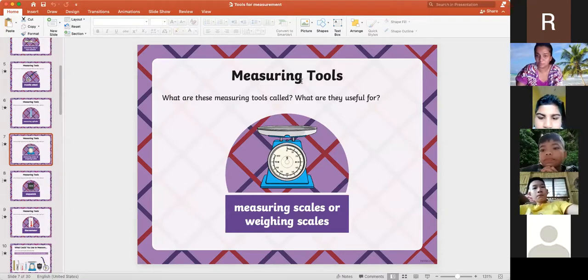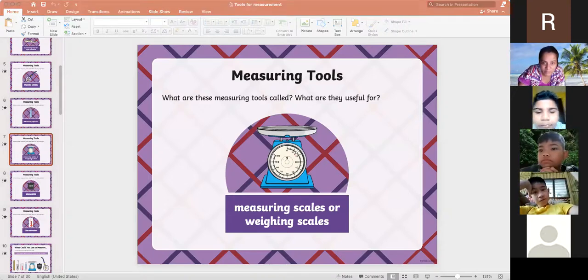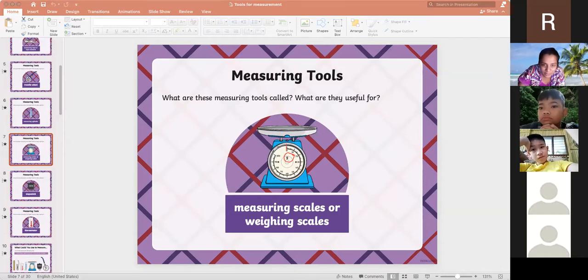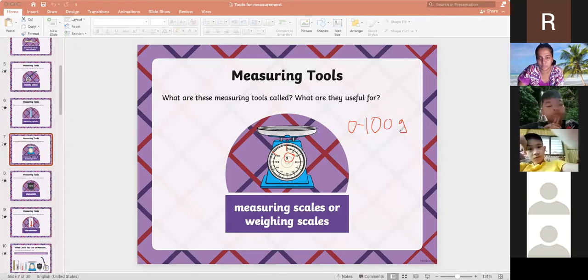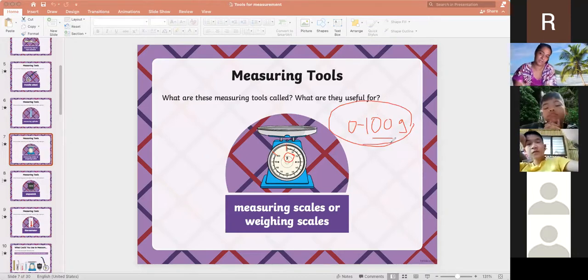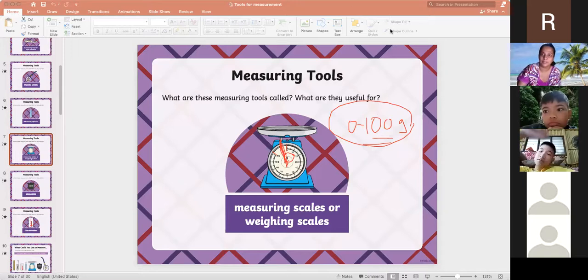There are many types of measuring scales, boys. So if you look carefully here, you see the word grams here. That means it starts from 0, it ends at 100. That means this one can measure anything from 1 to 100 grams. It's quite a small scale because it cannot measure anything heavier than 100 grams. The needle will go like ting here like that. All right, so let's move on.